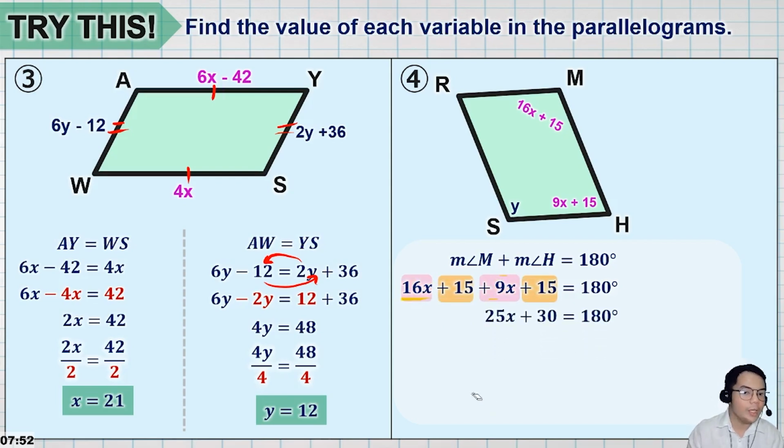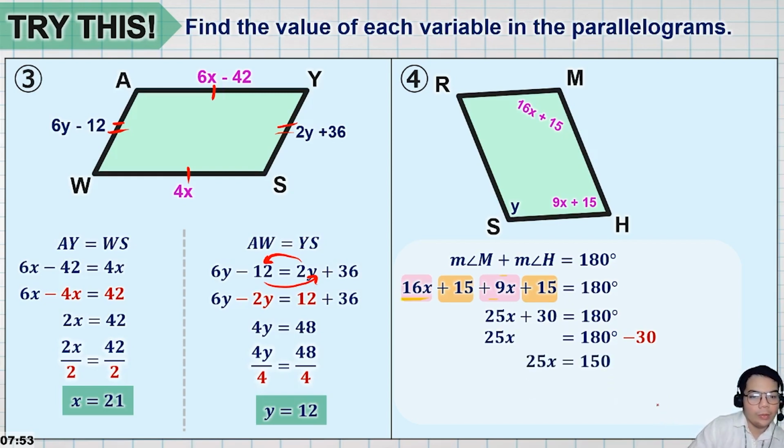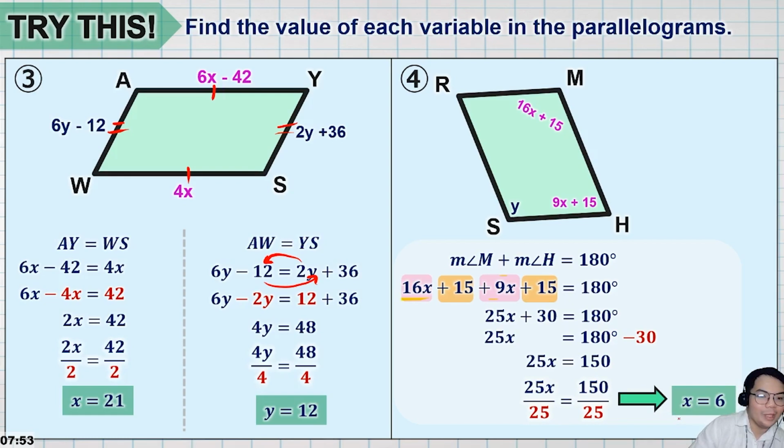So, we now have 25x plus 30 is equal to 180 degrees and it's easier for us to solve for the value of x. Lipat natin si 30, magiging 180 minus 30. So, it will now become 25x is equal to 150. If we divide both sides by 25, we get the measurement of x which is equal to 6. And from there, we can now identify either of the two angles. And by the way, they are not congruent. Supplementary pa rin naman sila.